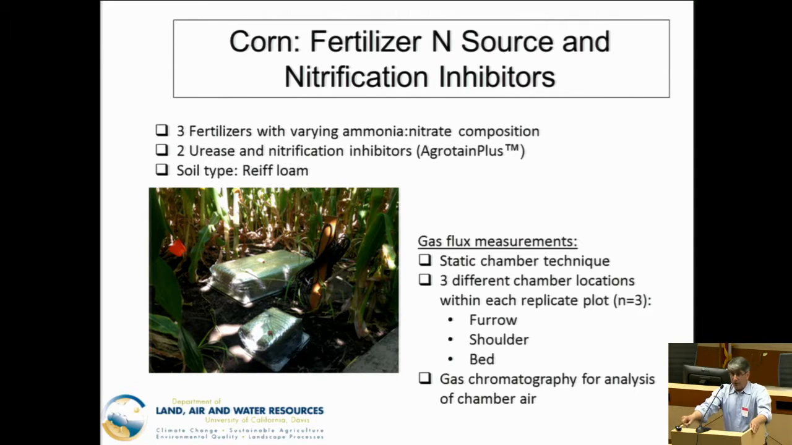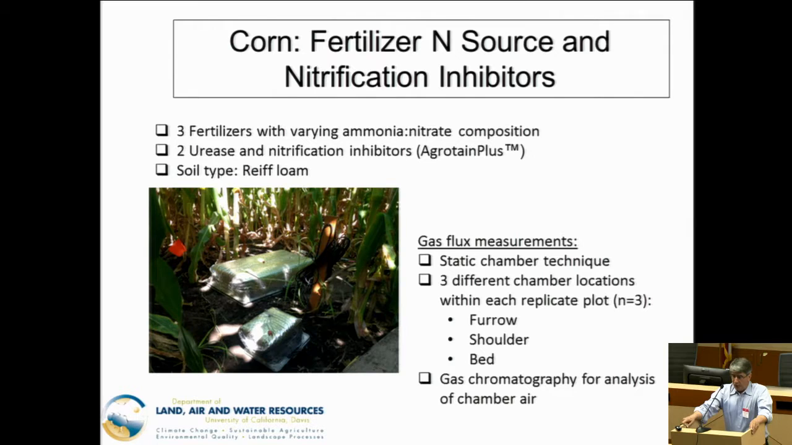So for all our field measurements, we used the static chamber technique. A chamber is placed on the soil surface, and then at exact time intervals, air samples are removed from that chamber, and from the rate of change of the gas that we analyze, we can calculate a rate.